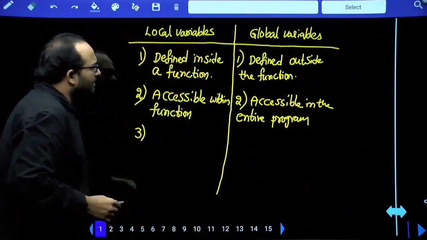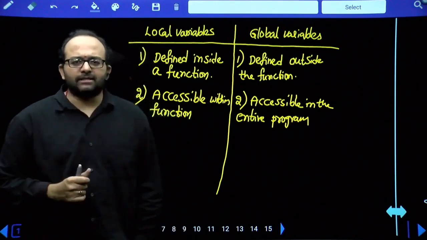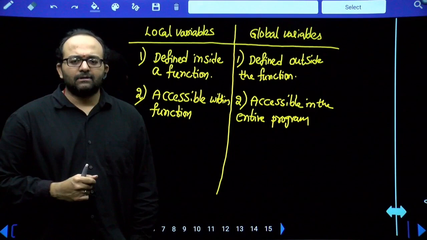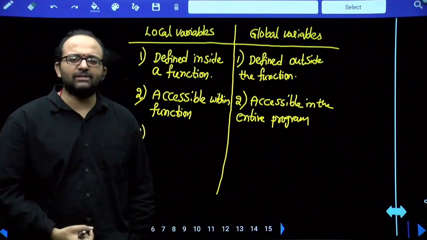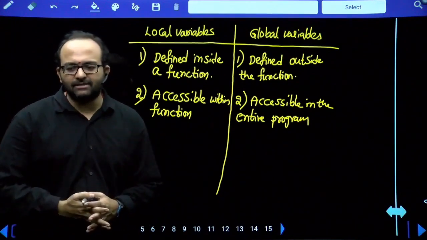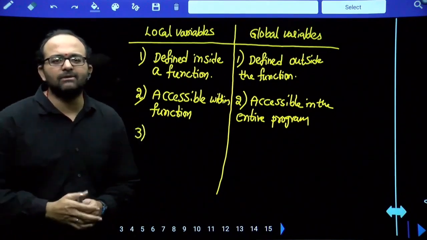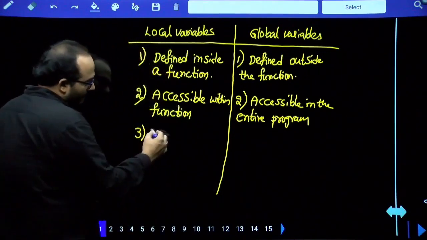Next, so when is this local variable created? Whenever a function is called, if you have a local variable inside the function, the moment the function is activated, this local variable will be created. Yes or no?